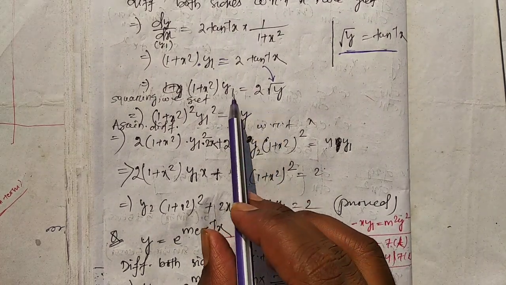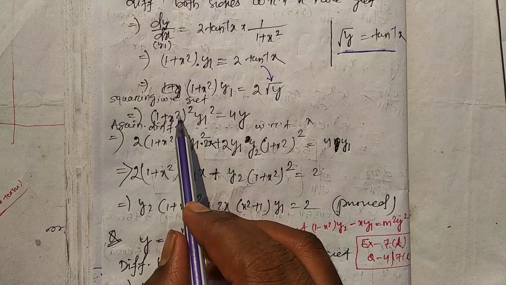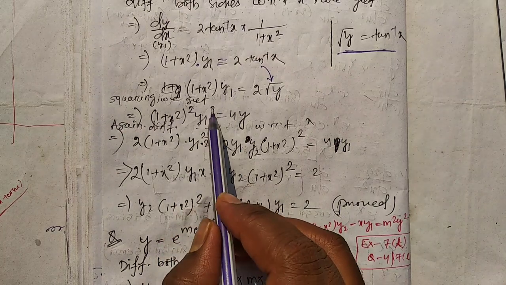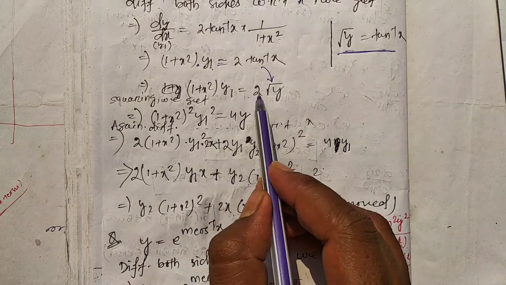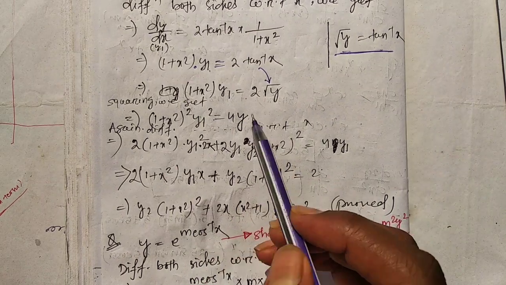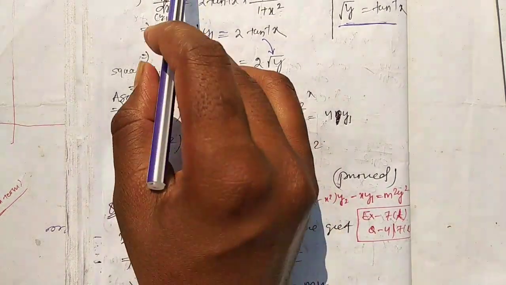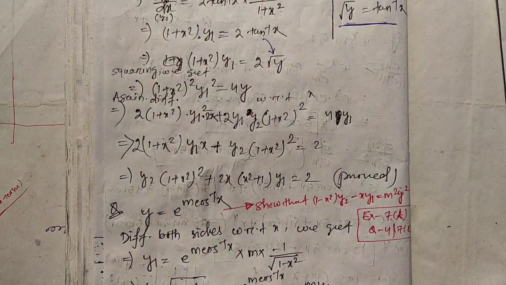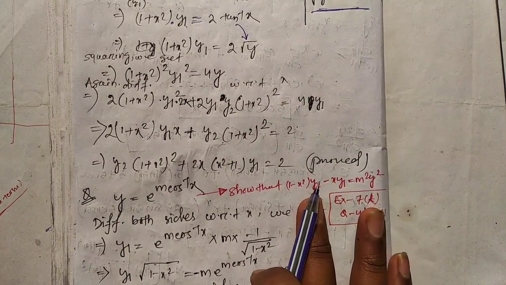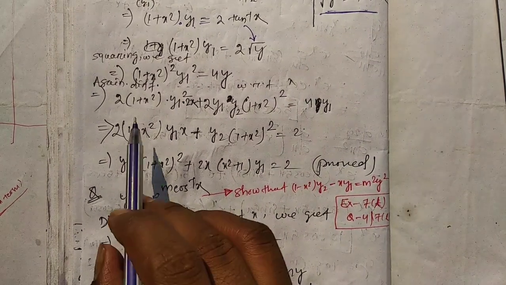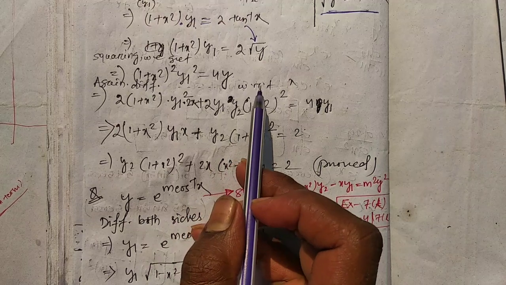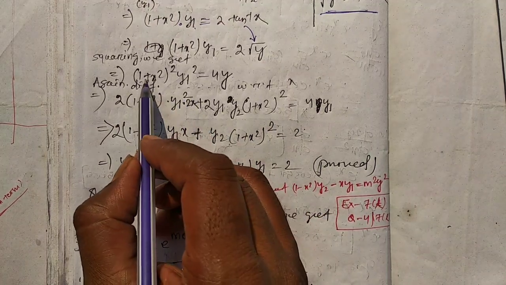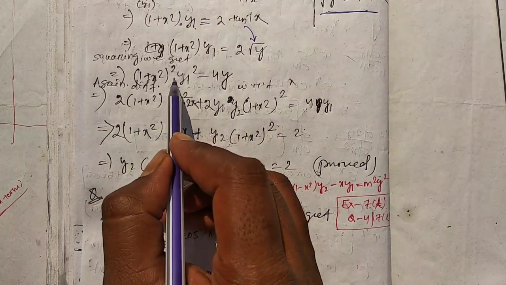So squaring both sides, we are obtaining (1 plus x square) into y1 square on the left, and on the right 4 root y square, that is 4y. As the y2 term is there, we have to differentiate once again. Again differentiating with respect to x, for this term we have to apply the product rule.